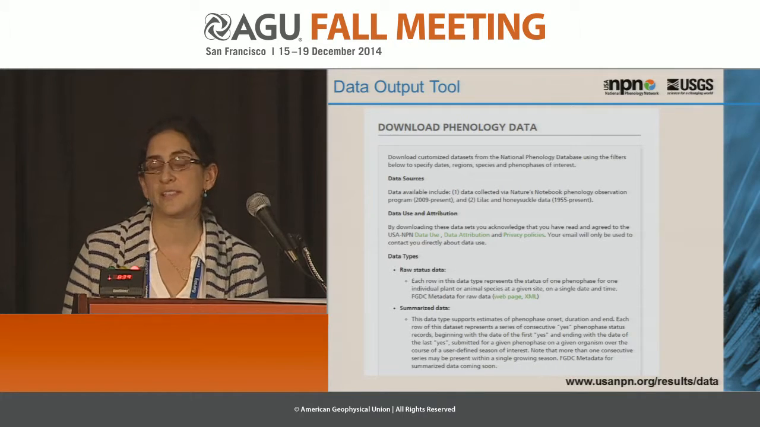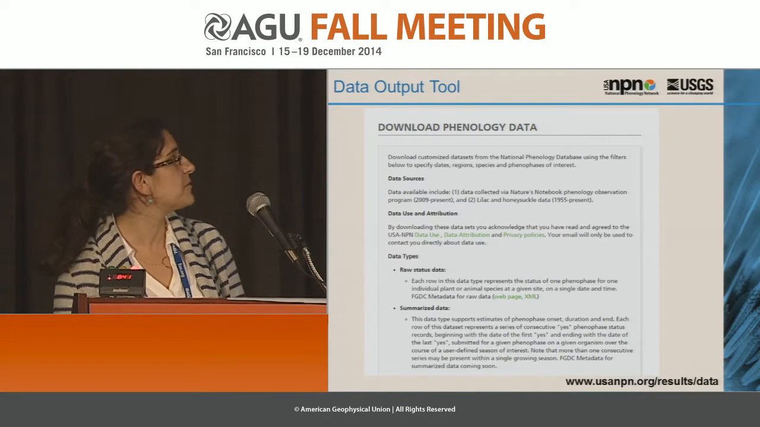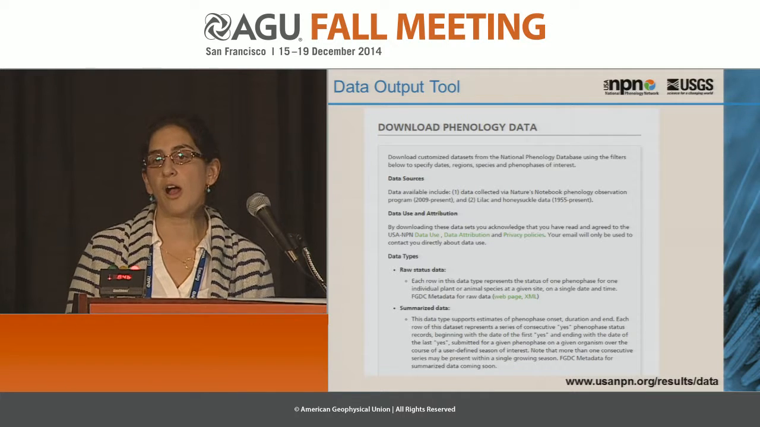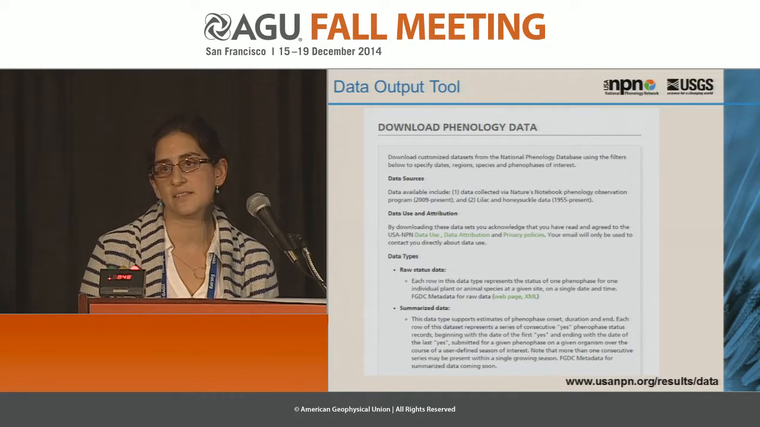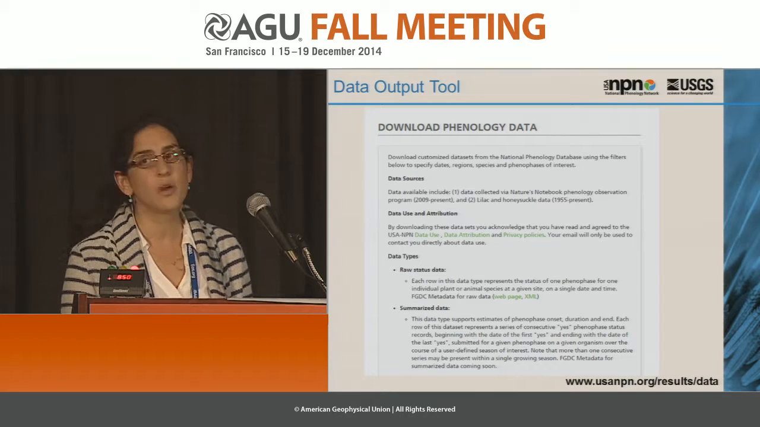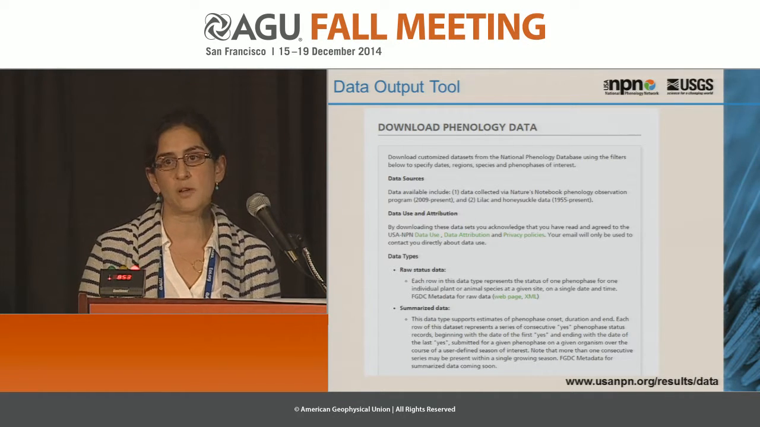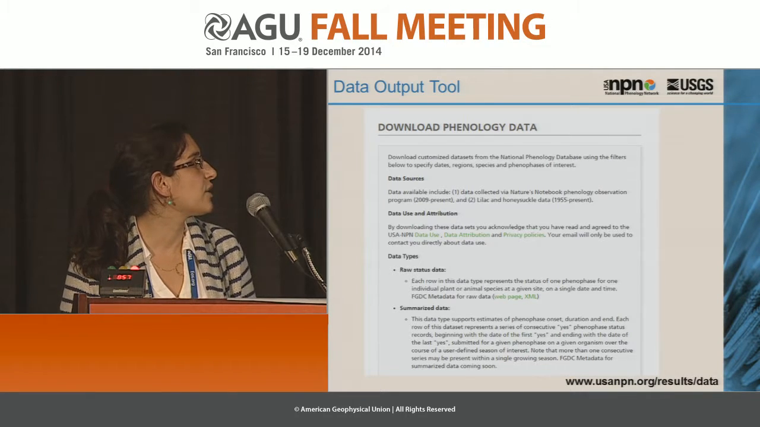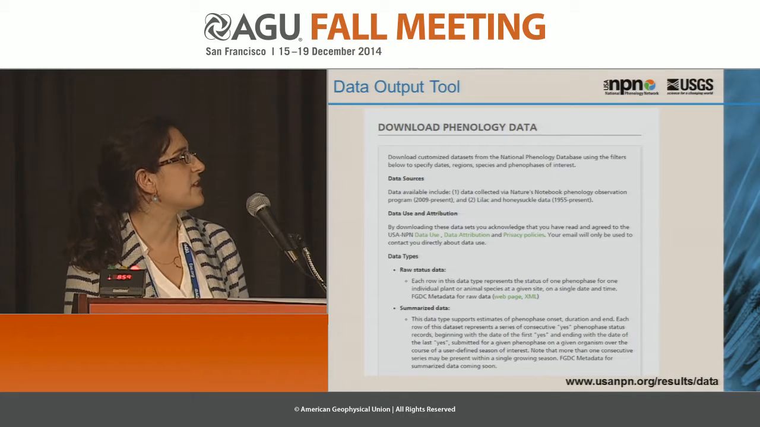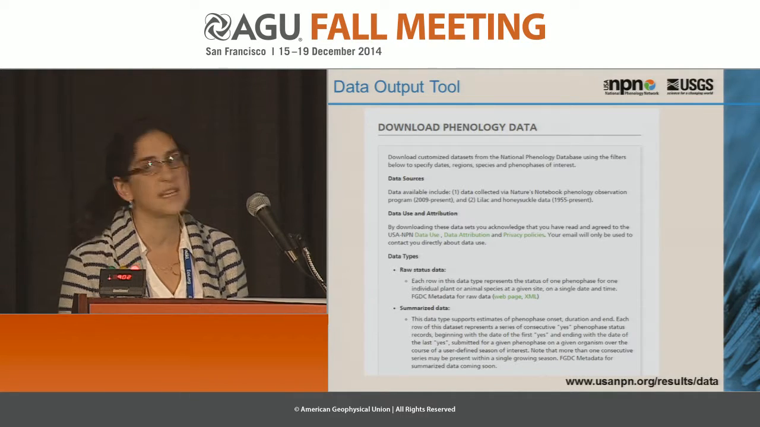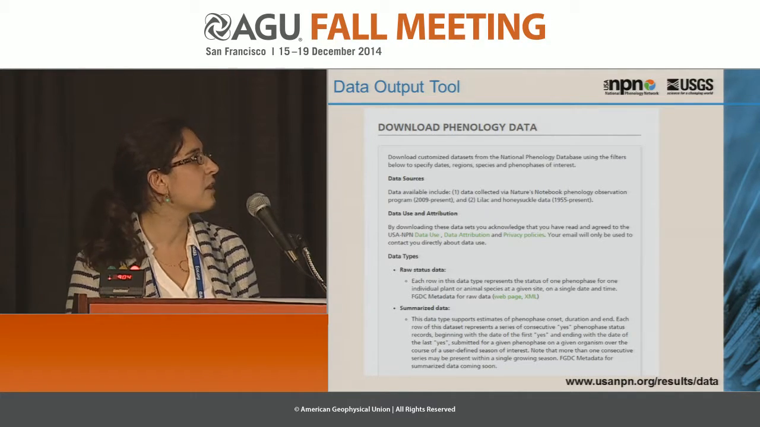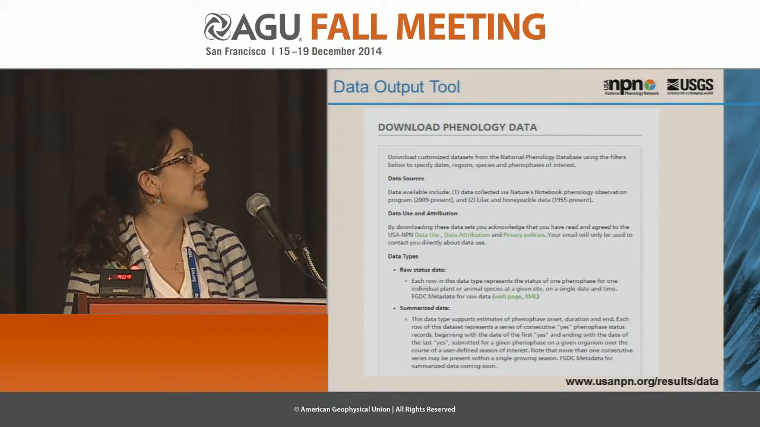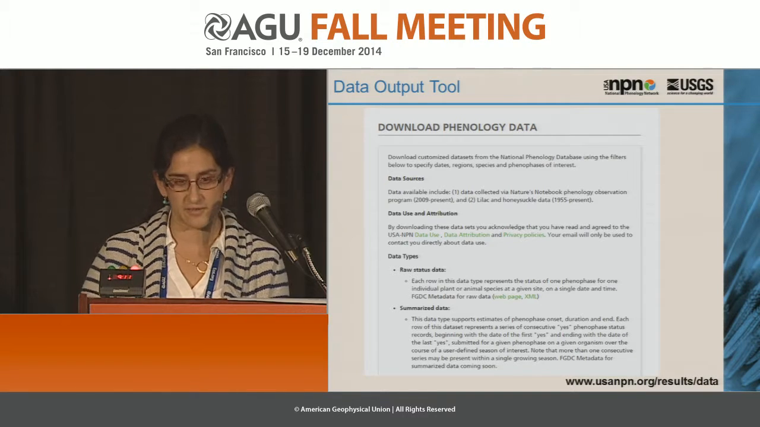So this newly released data output tool, the URL for it is below, and you can get both raw status data, so presence and absence of phenophase activity on individuals, or summarized data, which we're also calling phenometric data. This data includes data collected from our Nature's Notebook program, so includes data on hundreds of species across the continental US since 2009, as well as a historical lilac and honeysuckle data set from 1955.